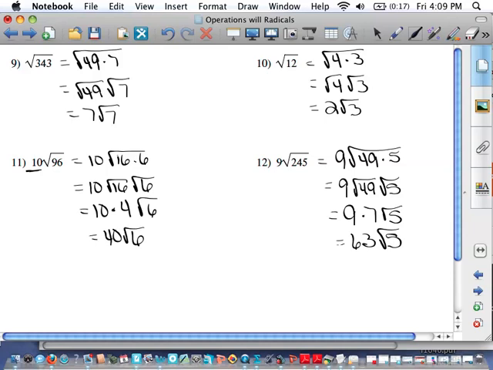Hopefully, that's given you enough examples that you will be able to use the process of factoring the radicand into a perfect square and a non-perfect square, and then you will be able to simplify those radicals.